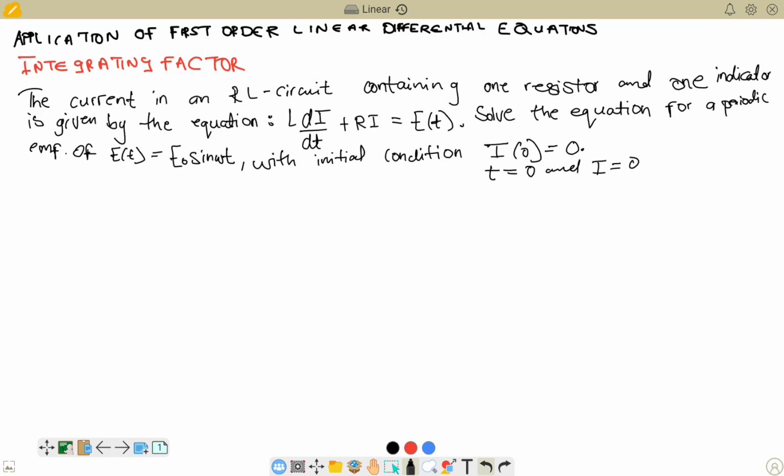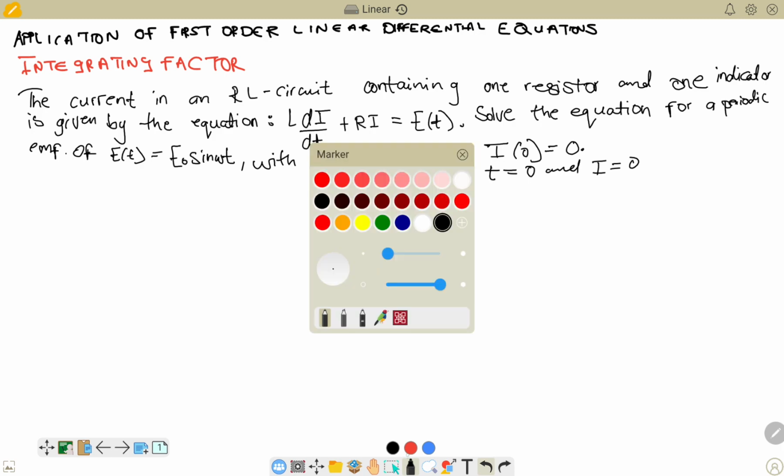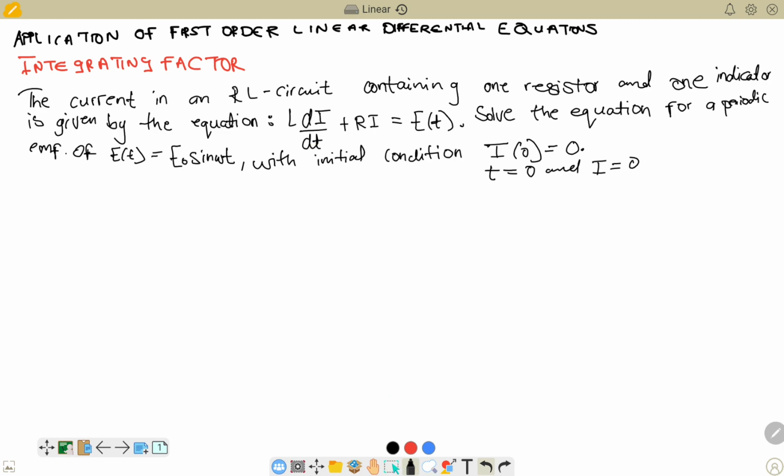equal to E naught sine Wt with the initial condition that when t is 0, I is 0. So that's what we need to know about that initial condition.